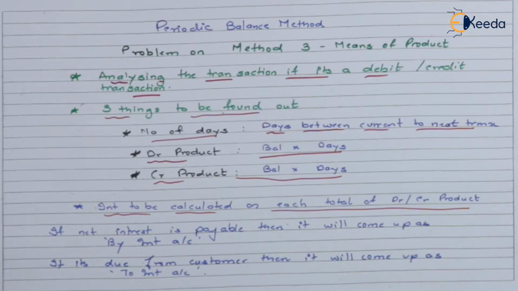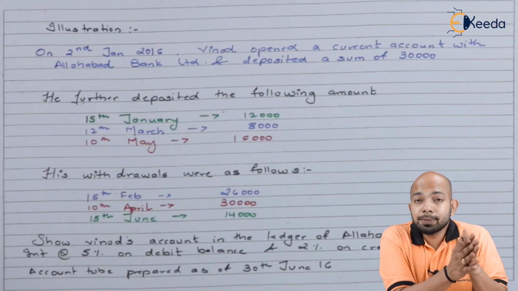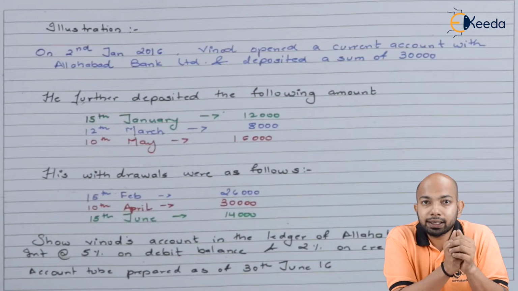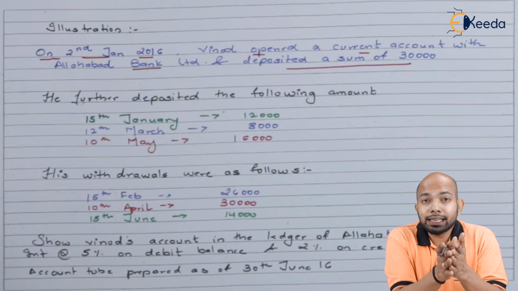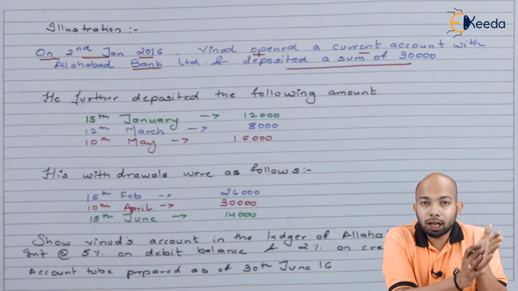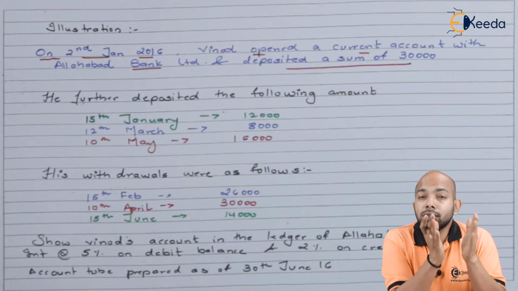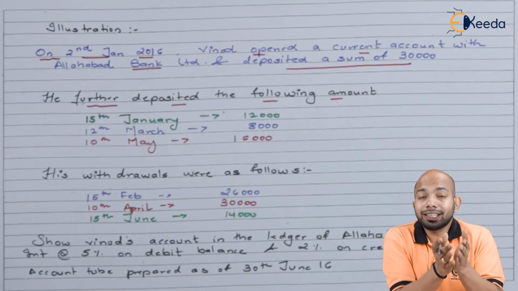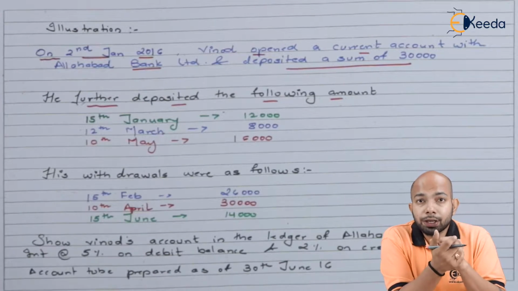Now apart from this, we'll go ahead and solve the illustration first, but before that note down the illustration for your reference so that you can solve it at that time. Now the illustration has been mentioned here for your reference. Let's read it out. On 2nd of Jan 2016, Vinod opened a current account with Allahabad Bank Limited and deposited 30,000 in it. He further deposited the following amounts that have been mentioned below.